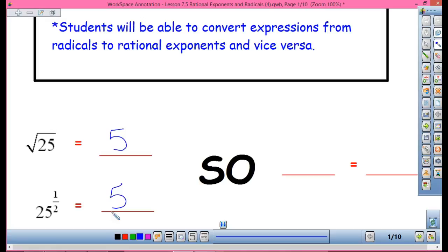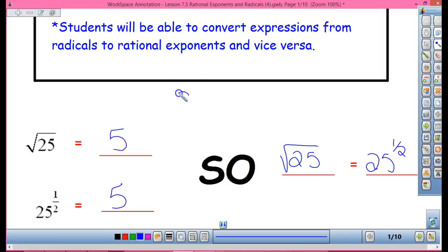They're equal. So we can say that the square root of 25 equals 25 to the 1/2 power. All right. So what we're going to do today is we call it rational exponents. We're going to kind of go back and forth between radicals and exponents. Okay, and our formula looks like this.